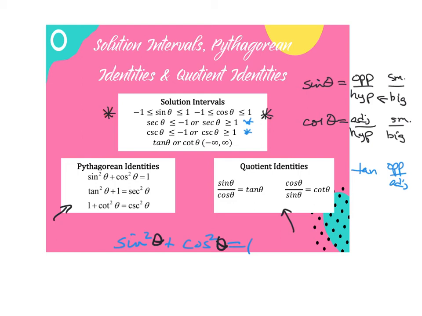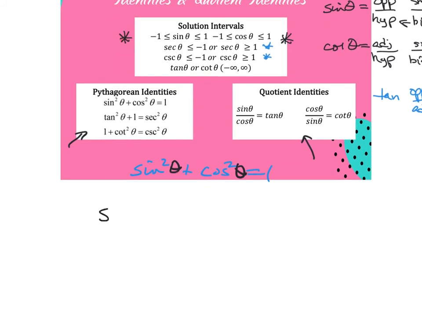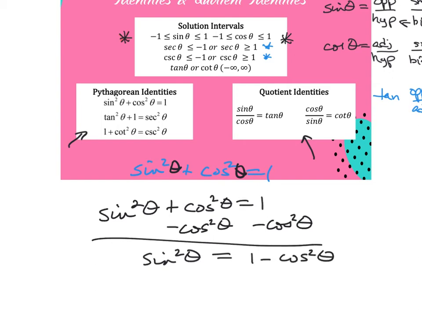Now also, be able to manipulate these Pythagorean identities. And what I mean by that is if I give you this one, and I say, I want to know what just sine squared theta equals, I can subtract cosine squared theta from both sides. And I can manipulate and rearrange this one. And sine squared theta is equal to 1 minus cosine squared theta. So be able to rearrange these three into any format.